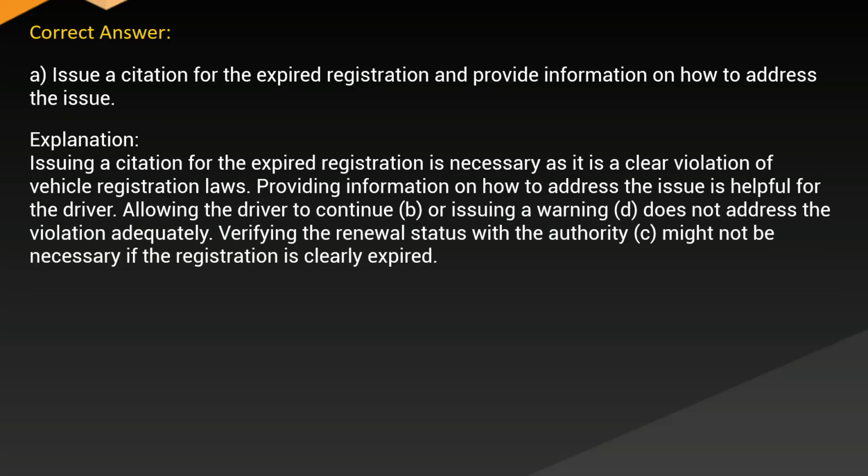Correct answer, A. Issue a citation for the expired registration and provide information on how to address the issue. Explanation, issuing a citation for the expired registration is necessary as it is a clear violation of vehicle registration laws. Providing information on how to address the issue is helpful for the driver. Allowing the driver to continue, B, or issuing a warning, D, does not address the violation adequately. Verifying the renewal status with the authority, C, might not be necessary if the registration is clearly expired.